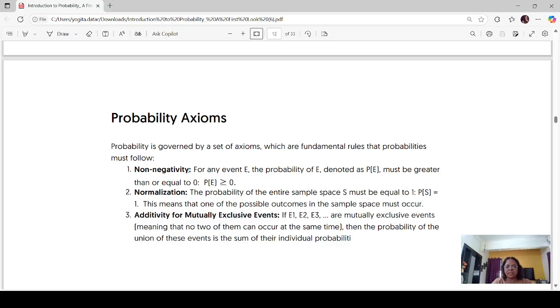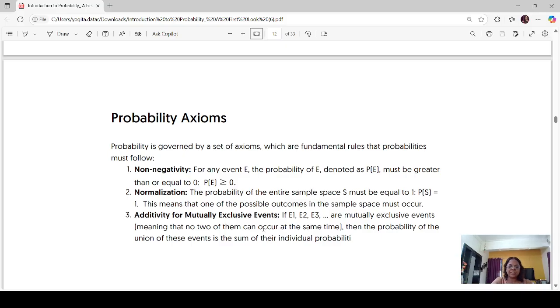Means it is not less than 0, means it is never negative. So the first axiom of probability is that it is a non-negative value. Second, normalization. What does this axiom indicate? The probability of the entire sample space must be equal to 1. This means that one of the possible outcomes in the sample space must occur.